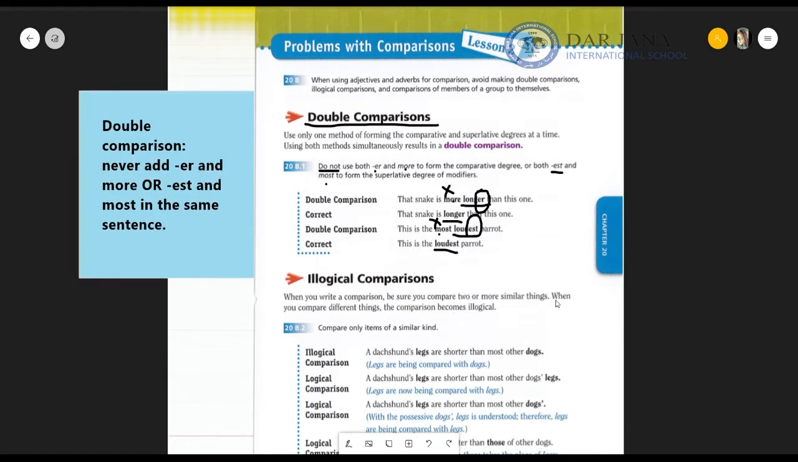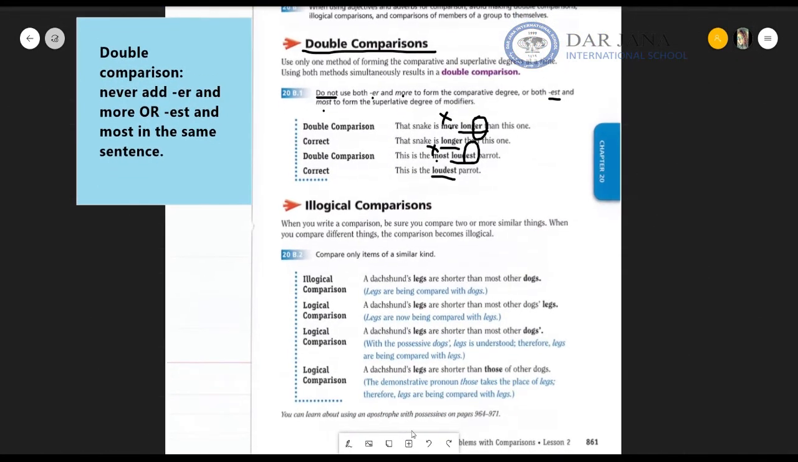Now we move to the second type of incorrect comparisons, which is the illogical comparison, where usually we're comparing two similar things and saying how one is better than the other or how one is the best of all. And keep in mind, they should be similar things. So when I'm comparing two different things, this creates an illogical comparison. So, for example, a dachshund's legs are shorter than most other dogs. If I read the statement, I understand that I'm comparing legs to dogs, which is illogical, makes no sense.